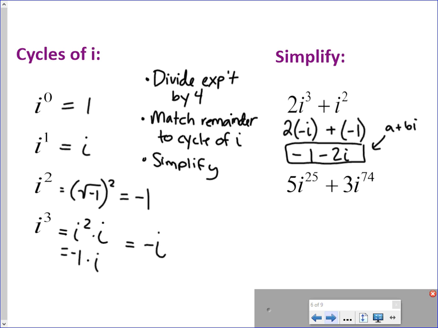Sometimes I'll make the exponents higher. And I don't expect you to go through all 25 and figure out which one it lands on. I want you to think about what that remainder would be if I divide it by 4. That's going to tell me which cycle of i it matches with. So if I'm doing 5i to the 25th, 25 divided by 4 goes in 6 times. What's my remainder? 1. So this is really like 5i to the 1st, which is 5i.